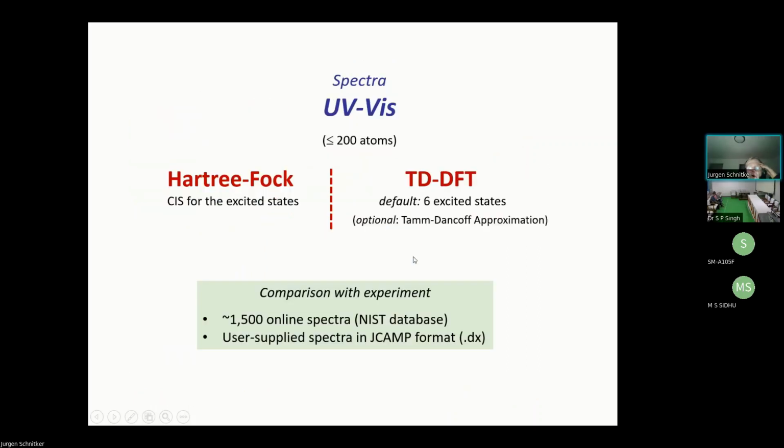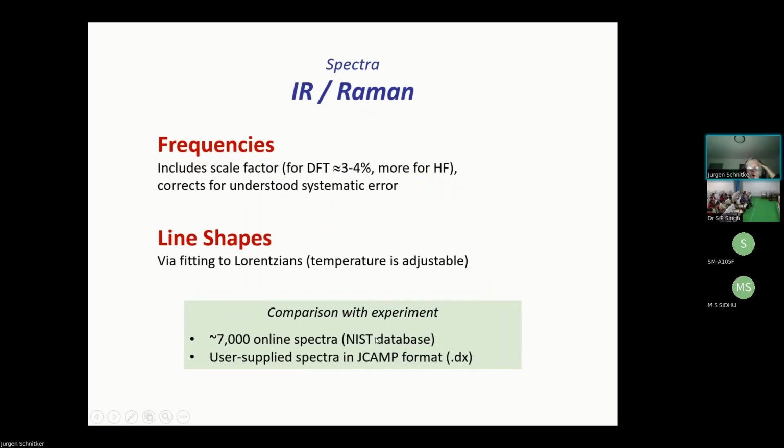UV-Vis spectra can be calculated with either Hartree-Fock or now these days with density functional theory, time-dependent density functional theory. The default is to include 6 excited states. All the stuff, NMR as well as UV-Vis, can be compared with experiment with a mouse click for those compounds that are contained in public databases. For UV-Vis, it's the NIST database at the National Institute of Standards in Washington. For NMR, it's a database at the University of Cologne in Germany. For IR, it's again NIST in Washington.